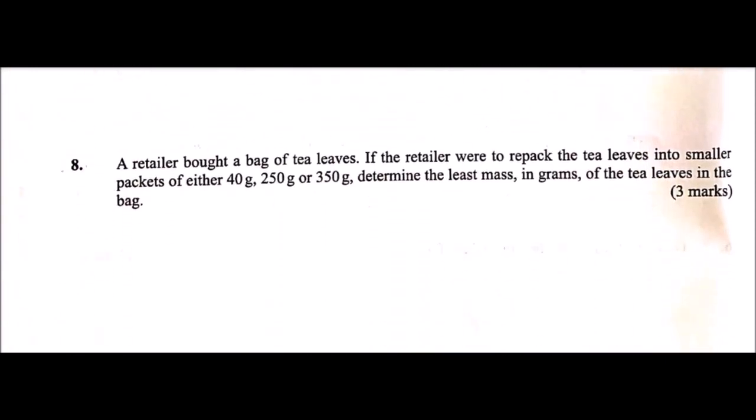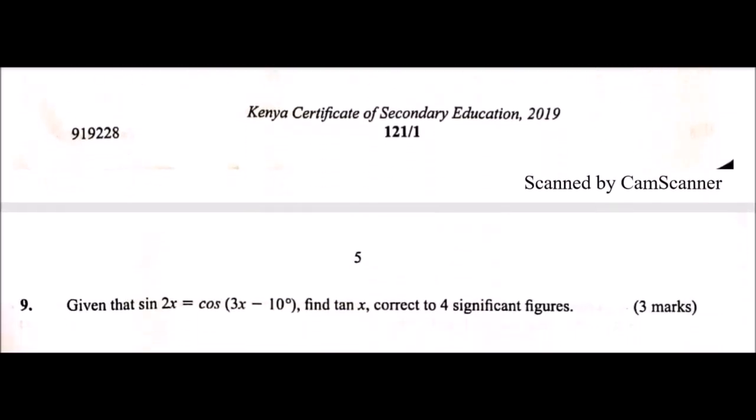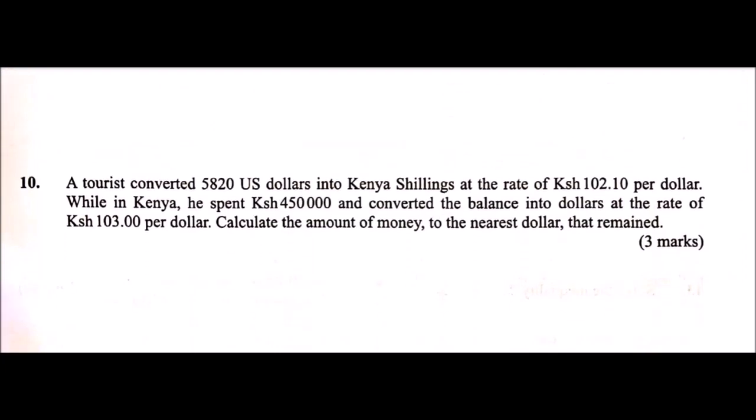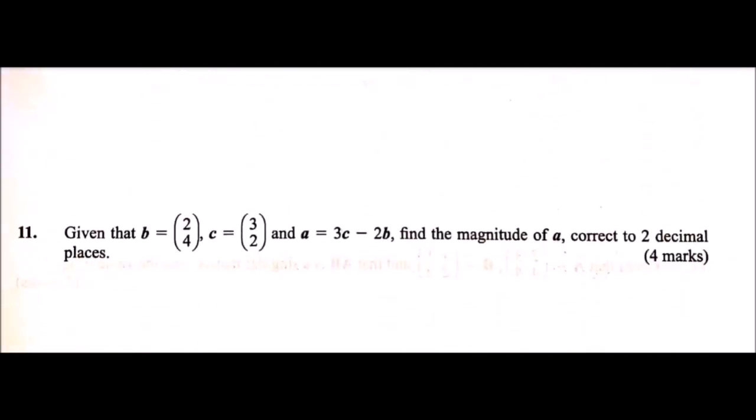And this is question number 8. We are told a retailer bought a bag of tea leaves. If the retailer were to repack the tea leaves into smaller packs of 40 grams, 250 grams or 350 grams, determine the least mass in grams of the tea leaves in the bag. I've also worked that one. This is number 9. This is number 10. This is on conversion, and that is a thing from form 1 work. This is vectors from form 2 work. That is vectors 1, which I have also worked out.